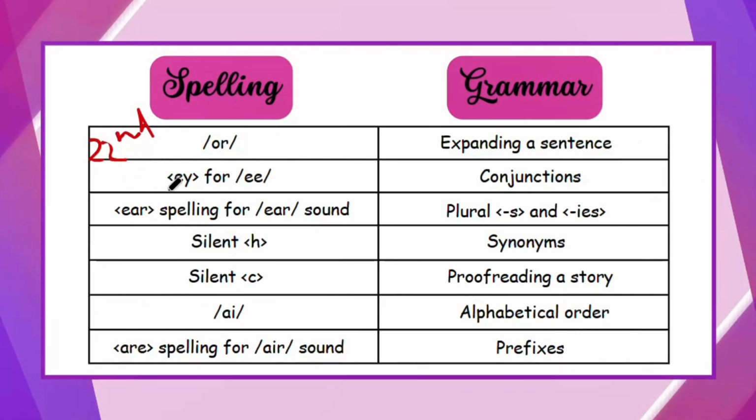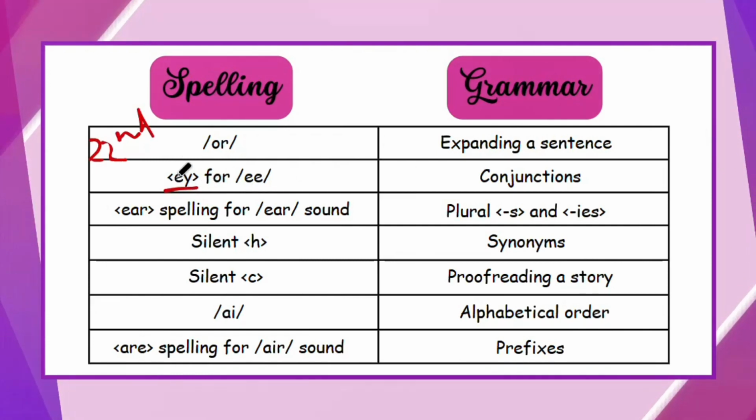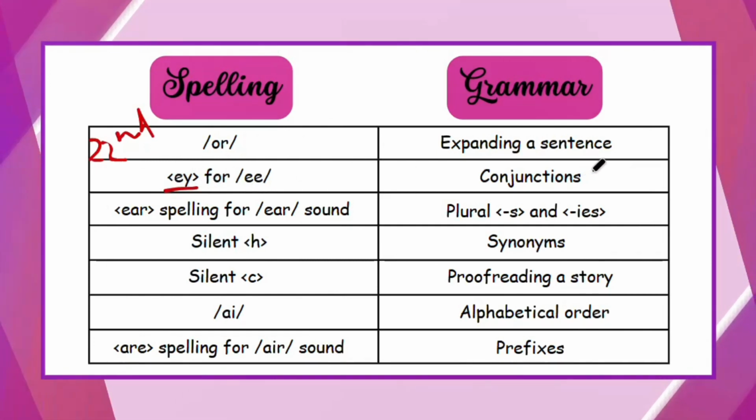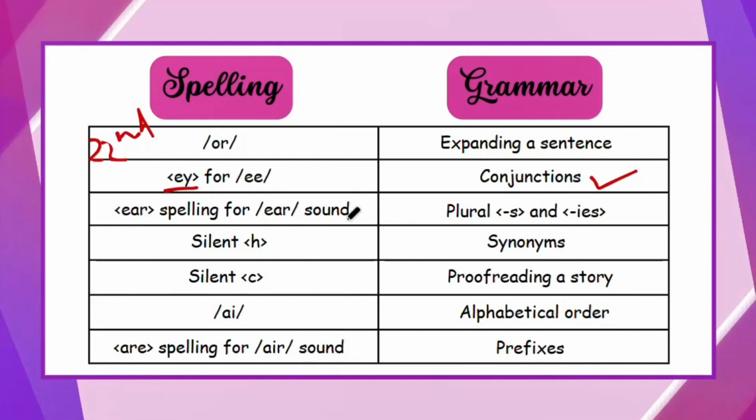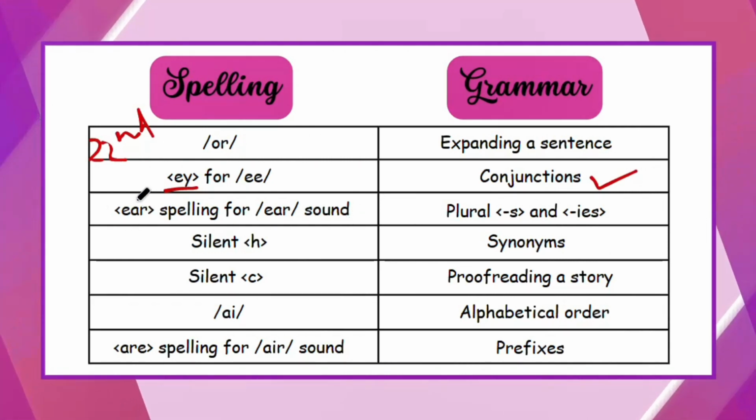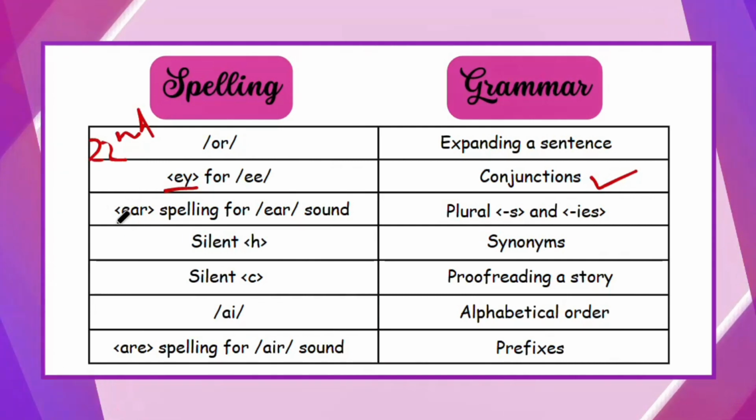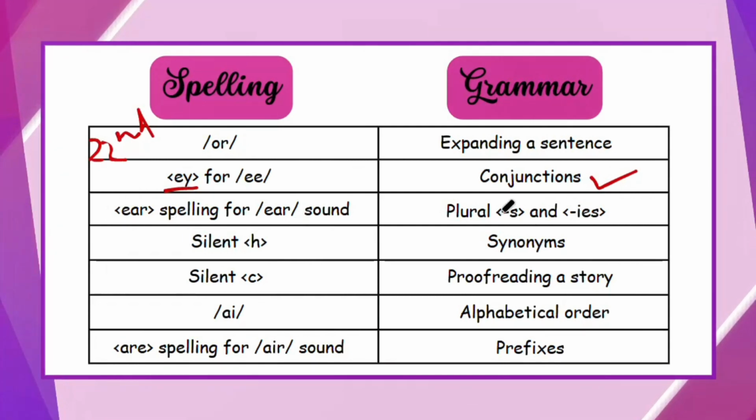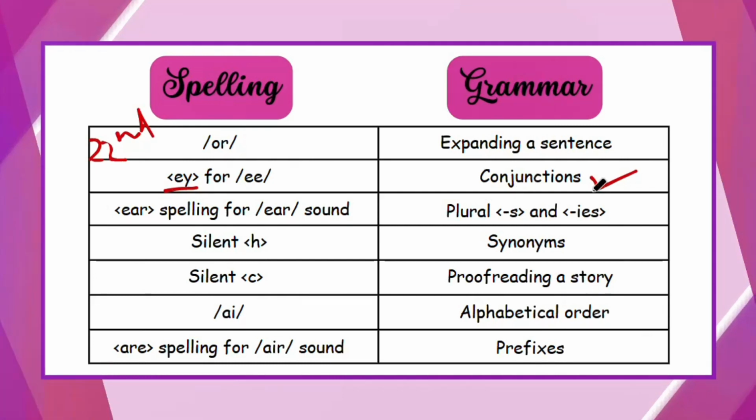Then you will have EY for the long E. It's a spelling pattern in the spelling class and conjunctions in grammar class. EAR spelling for ear sound because EAR can also say air. So you will teach them ear first and the plural with S and IES.